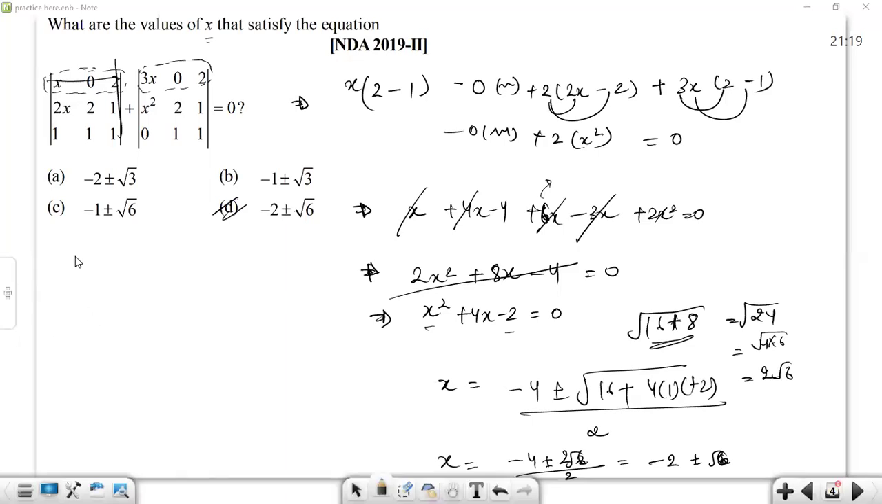So using the Sridharacharya formula, which says that there is a quadratic equation ax square plus bx plus c is equal to 0. Now the root, the value of x for which the quadratic equation is satisfied, is x is equal to minus b plus minus. Let me write it on the next page.